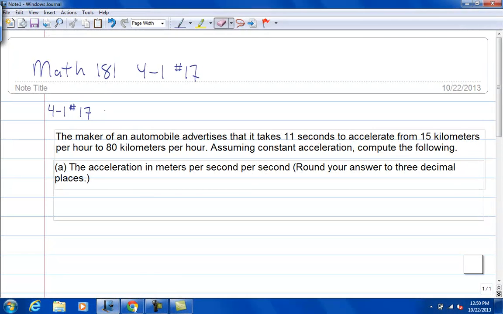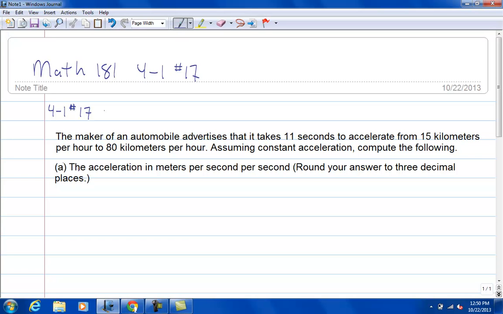Hello, I was asked to do number 17 from 4.1. So number 17 says, the maker of an automobile advertises that it takes 11 seconds to accelerate from 15 kilometers per hour to 80 kilometers per hour. Assuming constant acceleration, compute the following. The acceleration in meters per second per second.